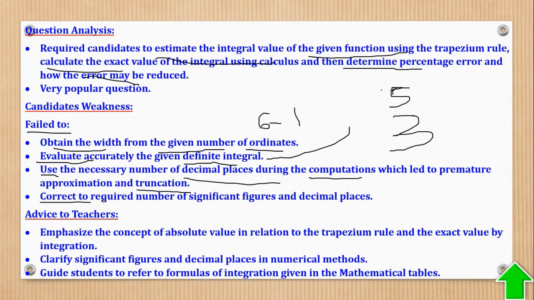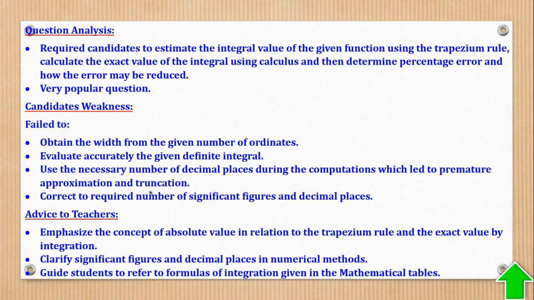Then also they failed to correct to the required number of significant figures and decimal places. Here they wanted 3, so at the very end you must round off to 3 significant figures, and for percentage error they wanted 2 decimal places, so at the very end you round off to 2 decimal places.